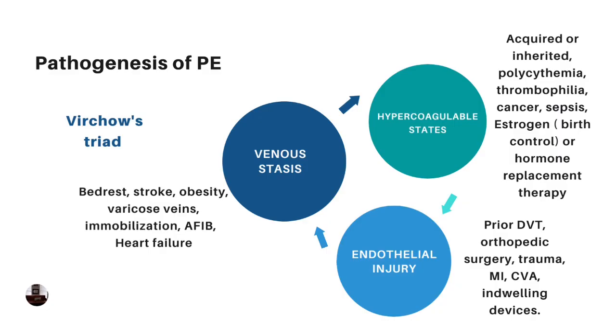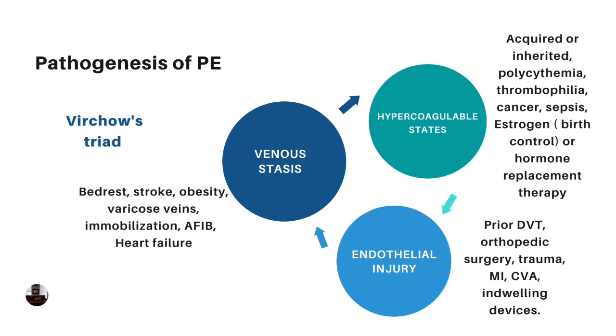Looking at the pathogenesis of PE, we will see various conditions that can lead to the generation of venous thromboembolism. And Virchow's triad provides a model for understanding many of the risk factors. The 3 basic elements of Virchow's triad are hypercoagulability, vessel wall injury, and venous stasis.